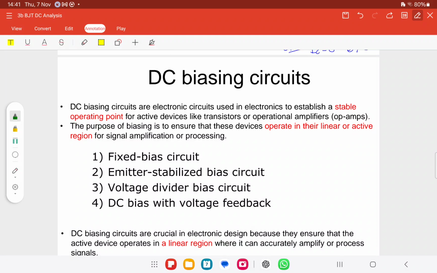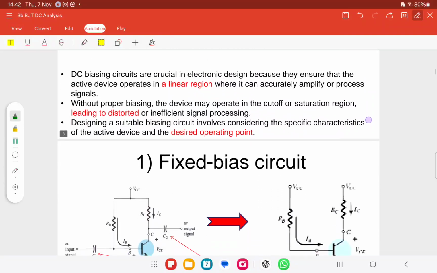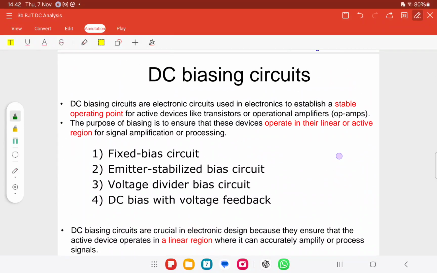Connections of the circuit we divide into 4: fixed bias, emitter stabilized, voltage divider, and DC bias with voltage feedback. They have different configurations, different circuits. Not to worry, we won't ask you to memorize all these circuit names. You just need to know how to solve the different circuits we have. All these circuits have their own purposes. For example, for the simplest purpose we use the fixed bias. If we want to improve it, we use the emitter stabilized.